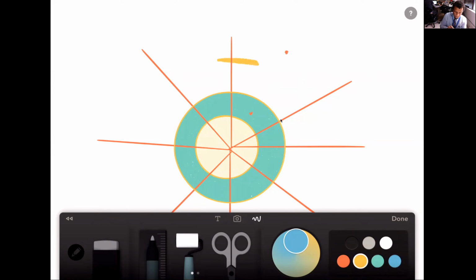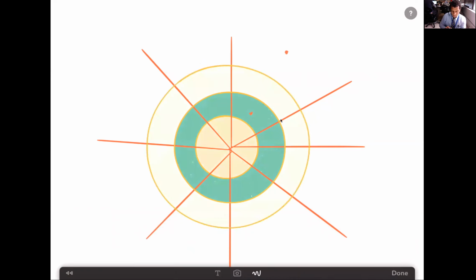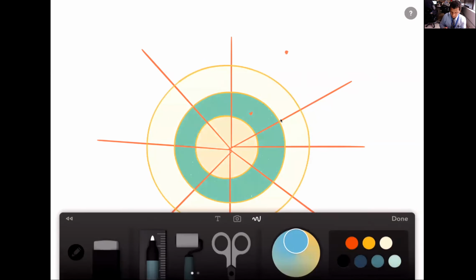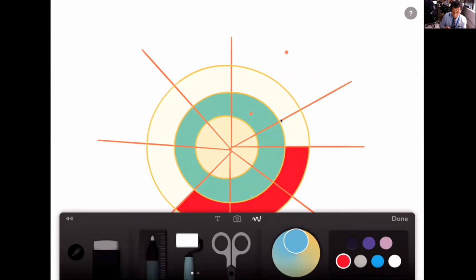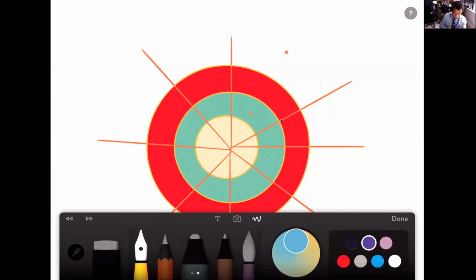Let me draw another one. All right, there's another potential. And I'm just going to use these colors to separate them. Okay, so the first potential is right here. We're just going to call that U sub 1. The second one is right here. We're going to call that U sub 2. And the third one is right here. We're going to call that U sub 3.